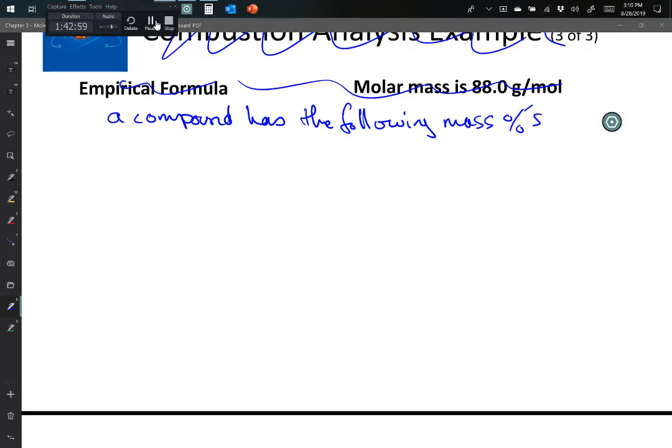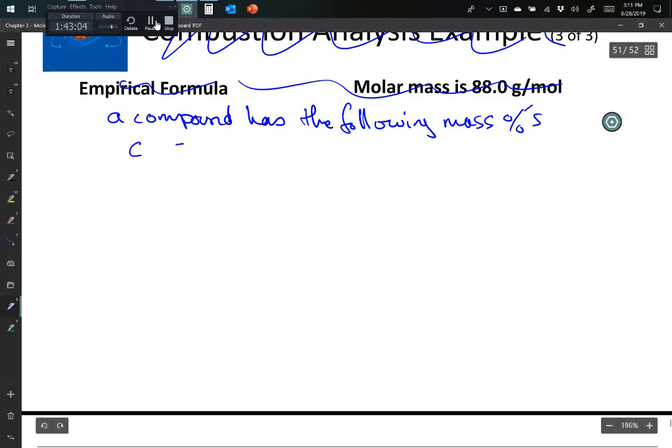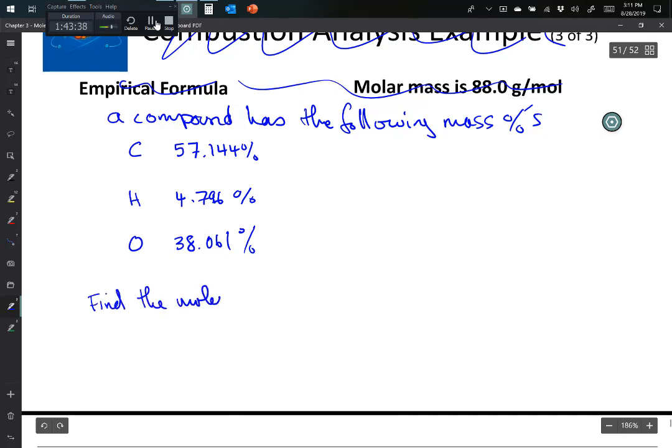I will put it again. Carbon is 57.144%. Hydrogen is 4.96%. Oxygen is 38.061%. We're going to find the molecular or the empirical formula.